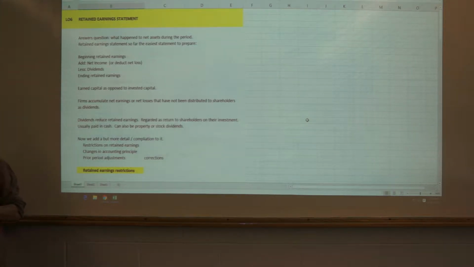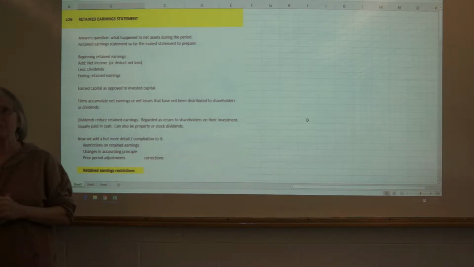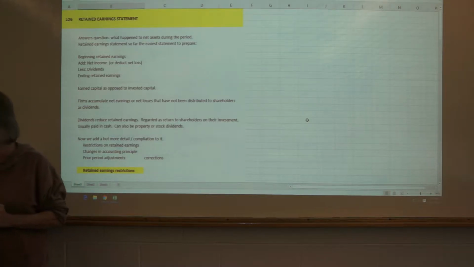From the previous topics covered, you know, however, that this time we're going to be making some adjustments to the retained earnings, you know, prior period adjustments, things having to do with changing an accounting principle. So let's see how exactly those work.